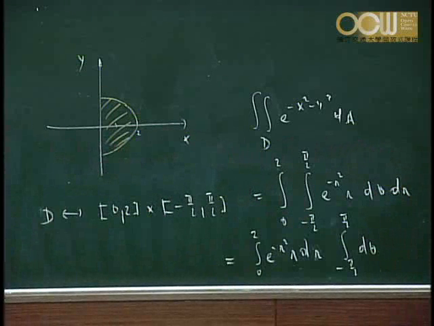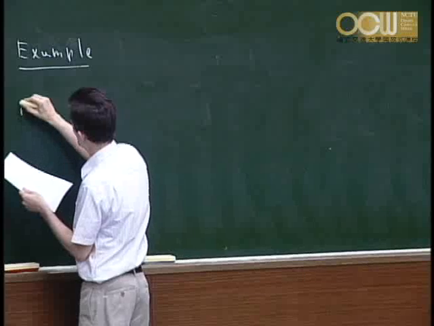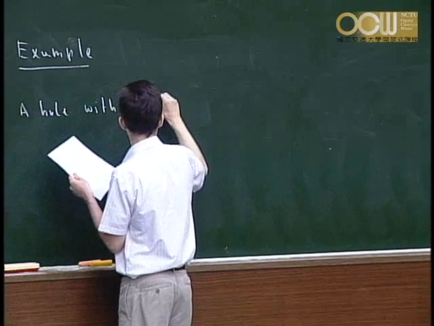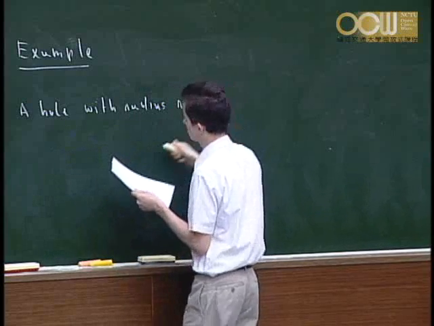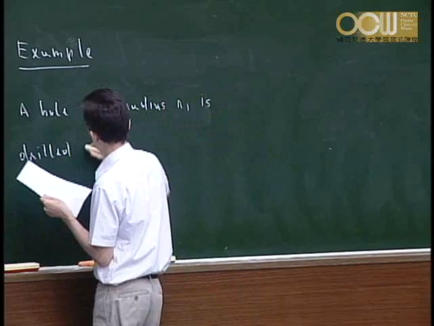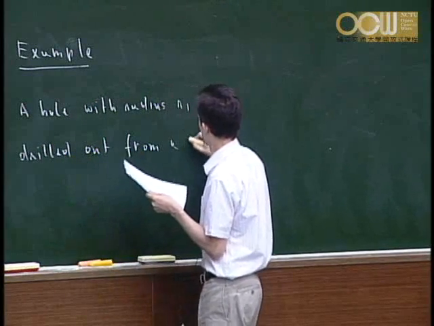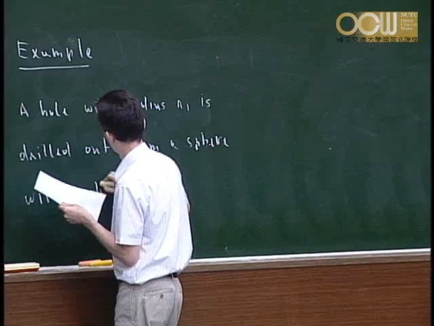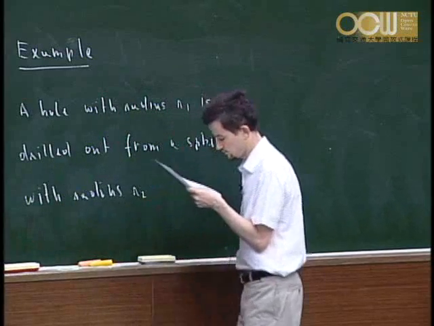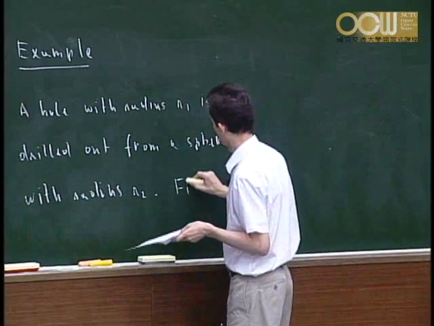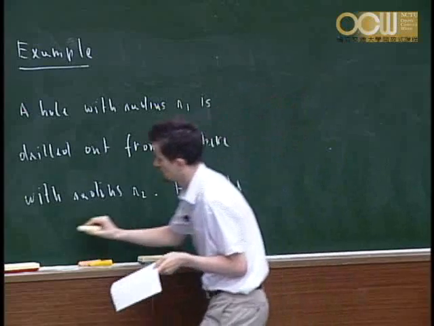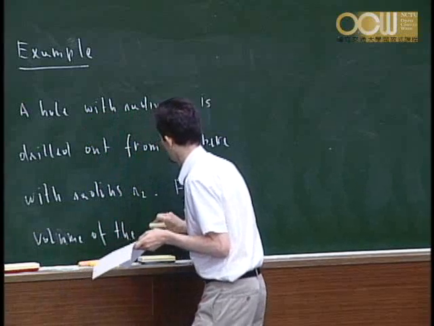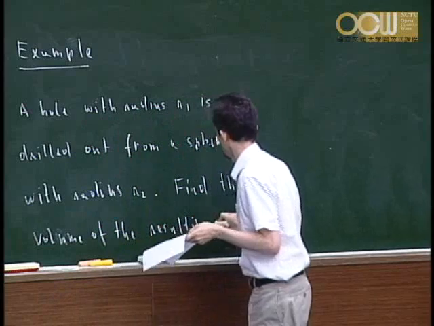Another example: a hole with radius r1 is drilled out from a sphere with radius r2. Find the volume of the resulting solid.